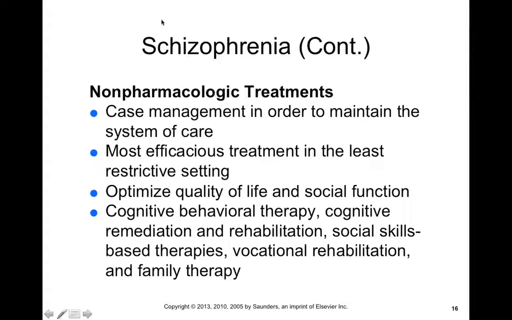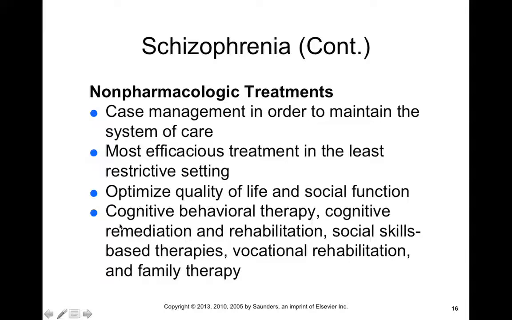Now, other non-pharmacological treatments of schizophrenia aim at case management and helping individuals improve their activities of daily living. The most efficacious treatment is the least restrictive setting possible. In the past, we'd thought that putting individuals within insane asylums, where there are very restrictive settings and it's almost like a prison, was a good option. But what we found is that individuals with schizophrenia actually perform better with less restriction. A way to put this is a structured, unstructured type of environment, where they're allowed to engage in more degrees of freedom, but with boundaries. Now, this helps to optimize their quality of life and social functioning.